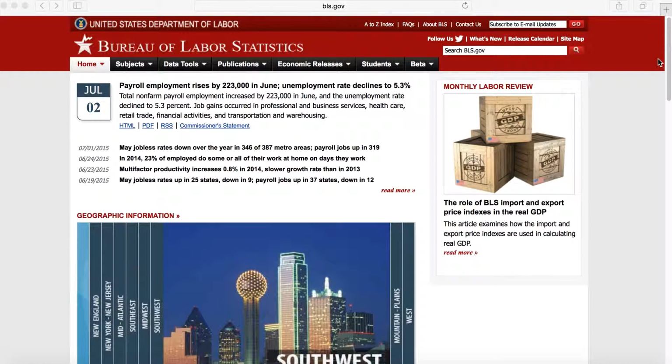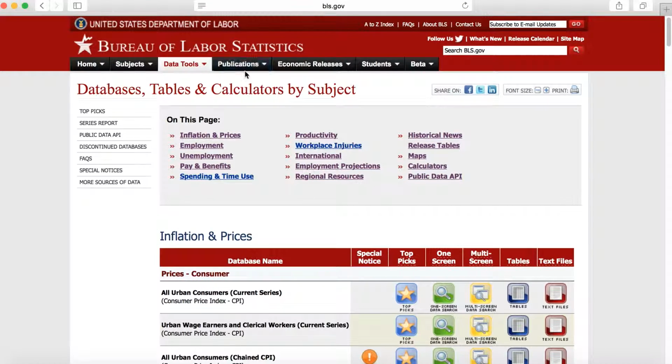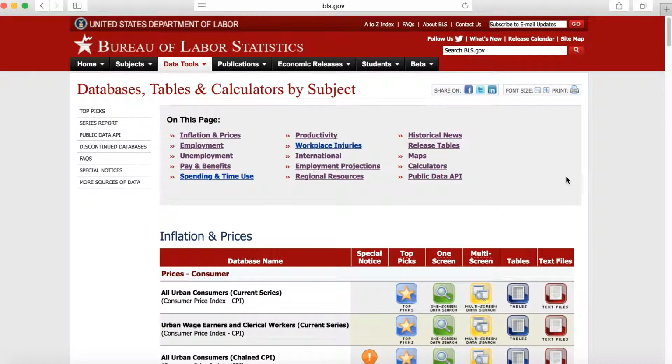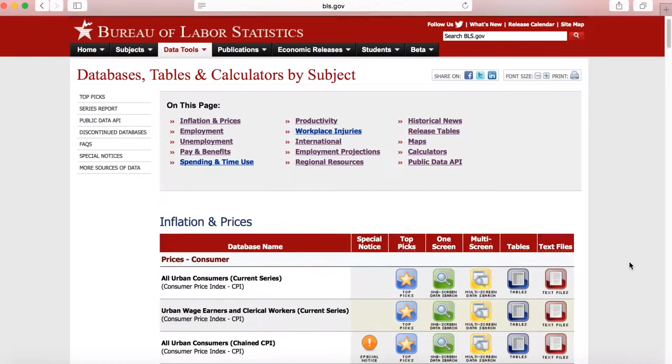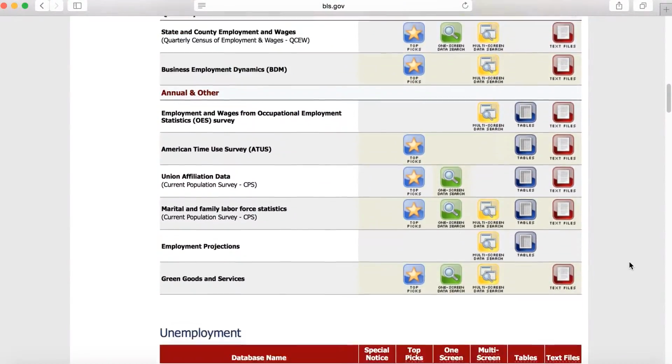In this video, we're going to look at how we find some really good unemployment data on the Bureau of Labor Statistics. So I'm at bls.gov, and if you bring your cursor over to Data Tools, instead of clicking on it to highlight the box, double click and it'll pull up the Data Tools, and you'll be able to scroll down and see inflation and prices, employment, and then next comes unemployment.